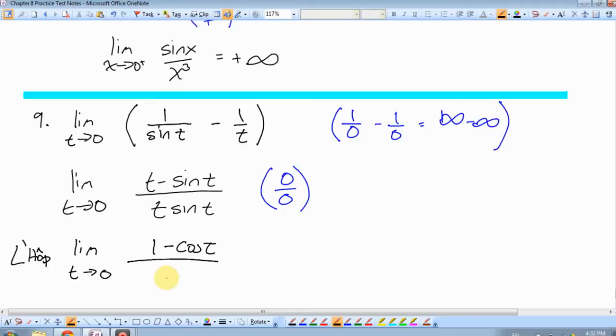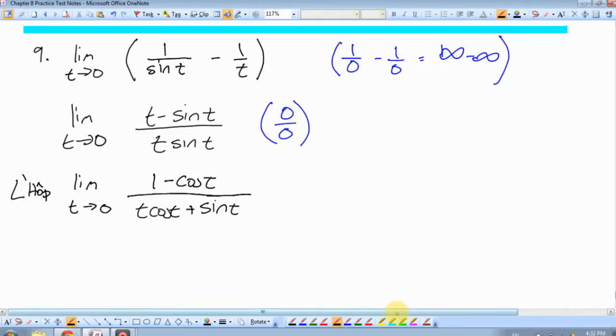Look at the denominator. You have to do the product rule: one times sin t, minus t cosine t, minus cosine t plus sin t. Make sure you use the product rule when appropriate, okay? I can't tell you how many papers last time did not use the product rule. The derivative of negative sin t is negative cosine t.